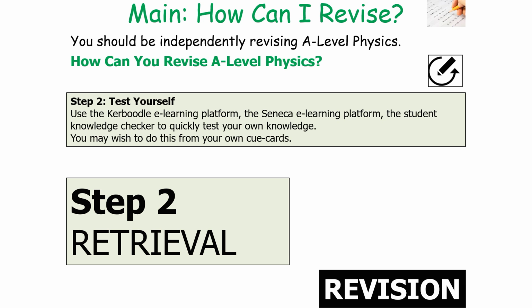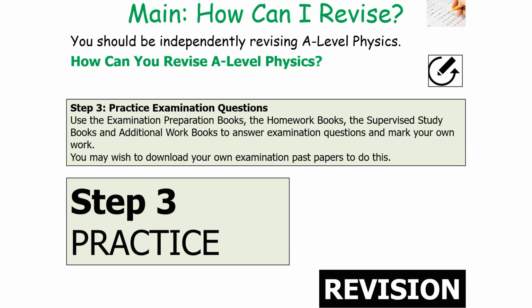So use things such as Caboodle, Seneca and Knowledge Checker to quickly test your own knowledge, and you may wish to do this from cue cards. Then the third step is to practice examination style questions. So use exam prep books, homework books, supervised study books, additional workbooks to help answer exam questions and mark your own work, and you may wish to download your own exam papers to do this.